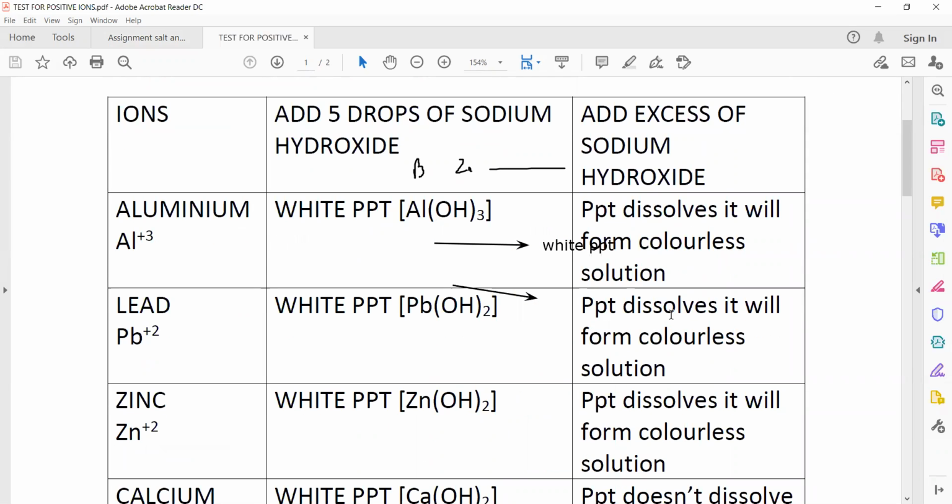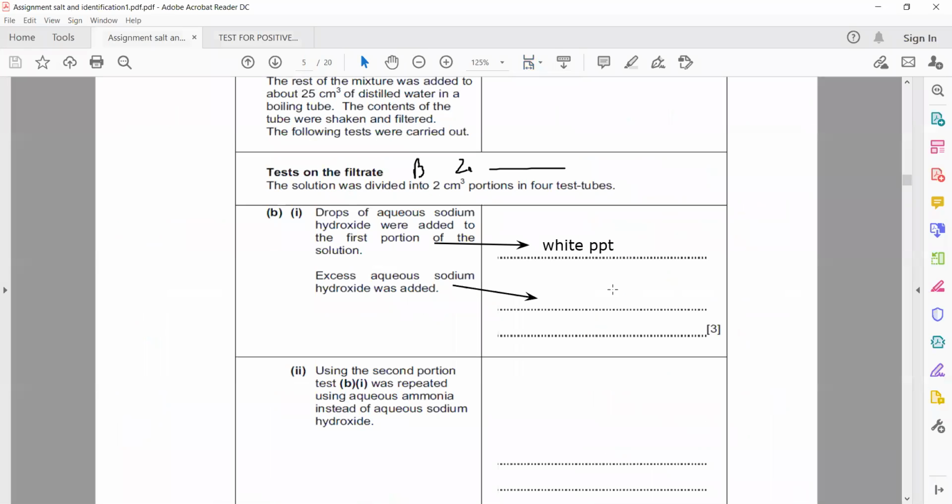So you can see here, if it's a zinc salt with sodium hydroxide, it is a white precipitate, and the precipitate dissolves to form a colorless solution. So here, the precipitate dissolves and it will form a colorless solution.